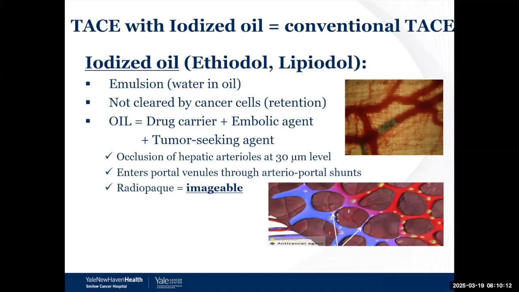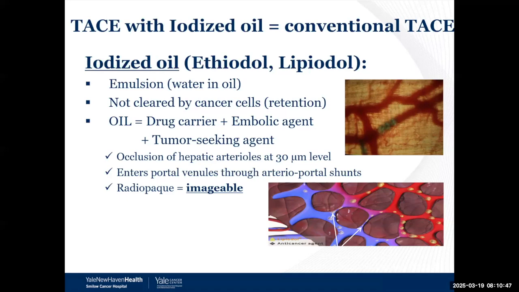Lipiodol itself is not cleared by cancer cells, simply because the cancer cells in the liver don't have Kupffer cells, whereas the liver background does. And it functions as a triple threat: a drug carrier, an embolic agent, and a tumor-seeking agent. Tumor-seeking because it has a specific gravity that tends to take it to the more highly perfused vessels, naturally the tumor. Embolic agent we just discussed, and drug carrier we also just discussed because of the emulsion. It occludes the hepatic arterioles, ideally at a range of 30 microns. It enters the portal venules through the arterioportal shunts, and it is radiopaque.